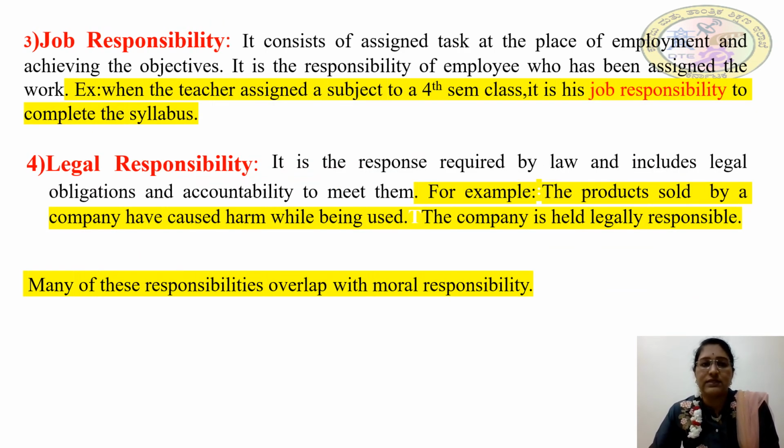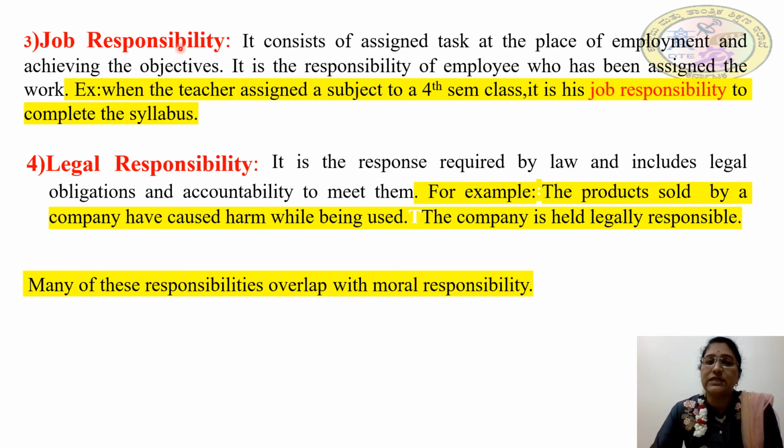Okay, next is the third one, job responsibility. It consists of assigned tasks at the place of employment and achieving the objectives. Job responsibilities means that during employment, when work is given, they tell them what all the works you have to do, what all the objectives are, what goal you should reach. They will be allotting that, so it will be assigned and allotted to that job worker.